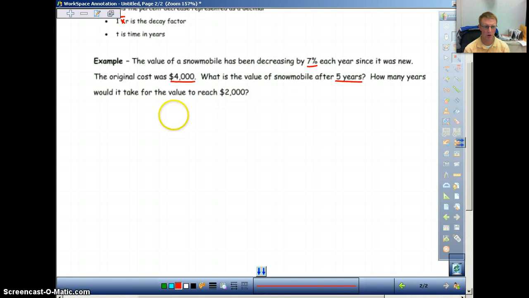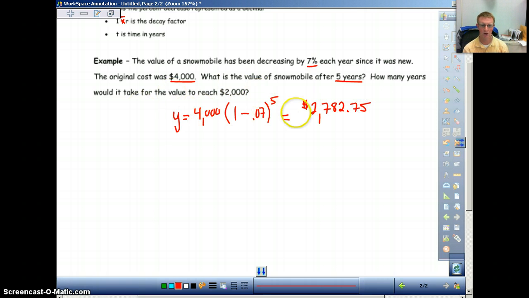It'll be y equals 4,000, parentheses, 1 minus, don't forget to change your 7% to a decimal, which is 0.07, and then you raise that to the 5th power. You can put that right into a calculator, and you will see that the value of the snowmobile after 5 years, if it's decreasing by 7% each year, would be $2,782.75. And all you have to do is put that in a calculator exactly as you see it.